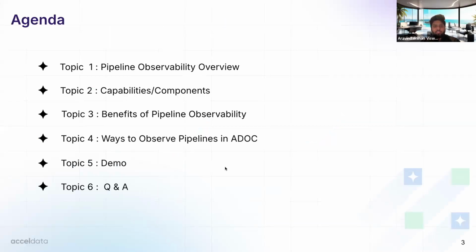Coming to the agenda for today's session, we'll start off with the pipeline observability overview, where I'll explain what pipeline observability is in terms of Acceldata terms, and I'll move on to the capabilities or components. I'll be explaining the different topics that exist within pipeline and how it can help you in observing, right? So those things will be covered in topic two. The third topic will be benefits of pipeline observability, where I'll explain the benefits and how it can help when you implement within your data landscape.